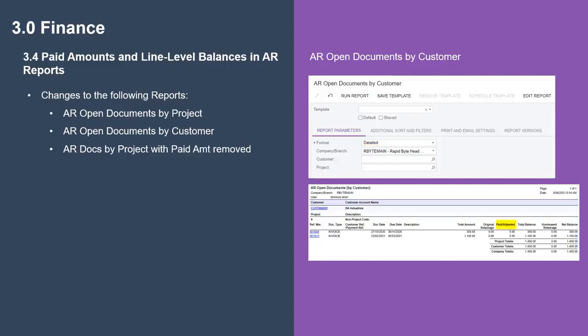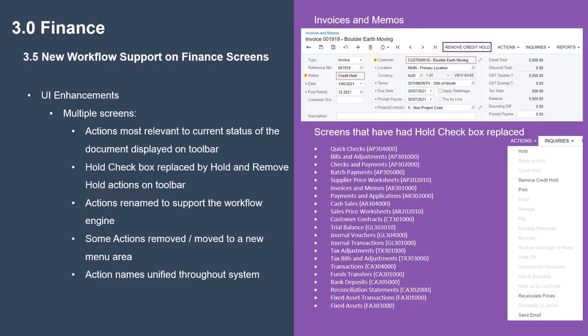A Paid Adjusted column has been added to the report, which shows the total amount of applications. As previously mentioned in the construction overview, the AR Open Documents by Project report replaces the AR Docs by Project with Paid Amount report. In 2021.1.1, the finance screens that used automation steps have been redesigned to support the new workflow engine. For example, Put on Credit Hold is now Credit Hold.